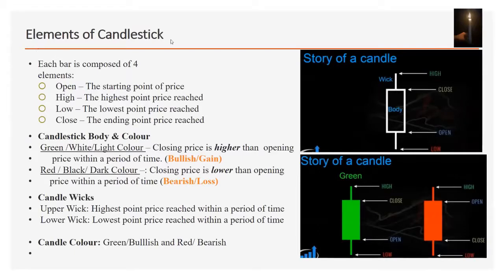So, continuation of elements of candlestick. Now, this is what a candlestick looks like. Each bar is composed of 4 elements. The open price, which is the starting point of the price. The highest price, the highest point the price reached. Now, we also have the low price or lowest price, which is the lowest point the price reached. Then we have the closing price, which is the ending point the price reached. We'll understand it better as we go on.